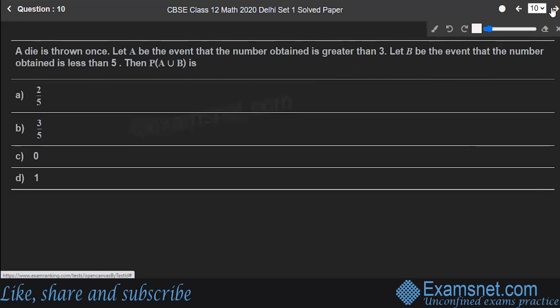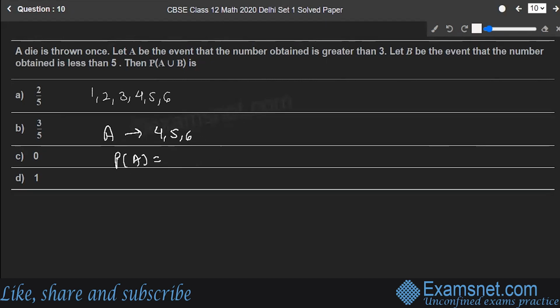A die is thrown once. Let A be the event that the number obtained is greater than 3. B be the event the number obtained is less than 5. What is the value of A union B? So a die is thrown. There are 6 possible values in the sample space. Now A is the event that the number is greater than 3. A event represents the numbers 4, 5, 6. So probability of A is equal to 3 upon 6, or this is equal to 1 by 2.